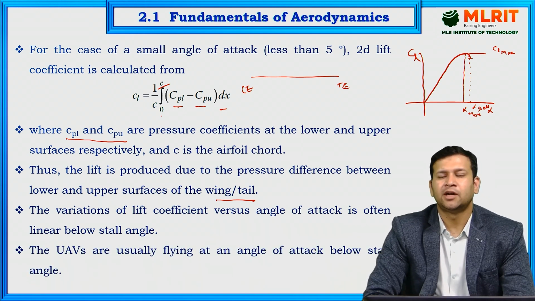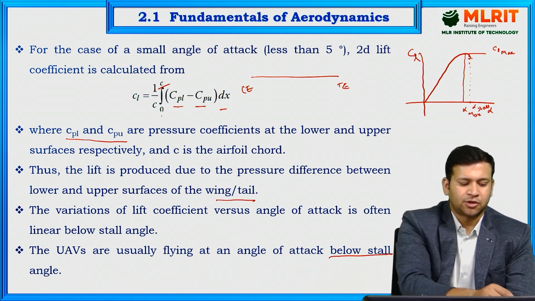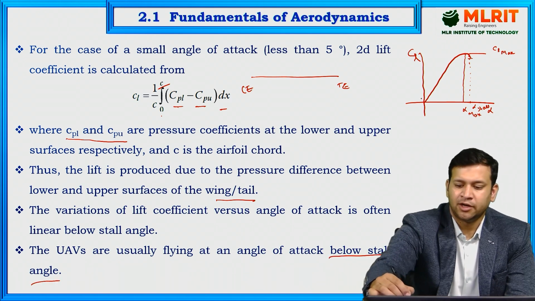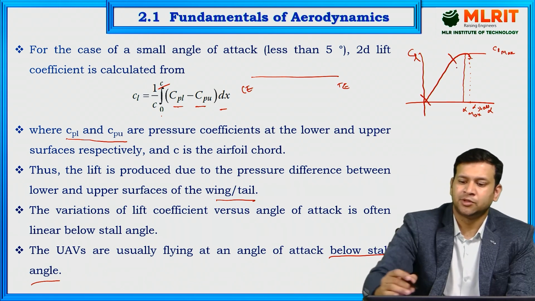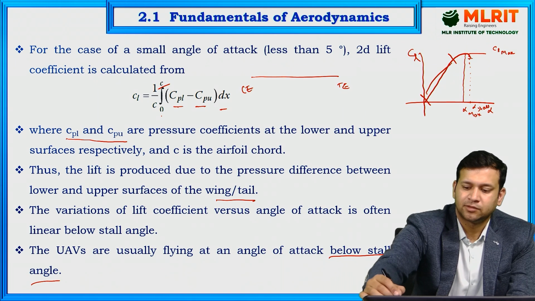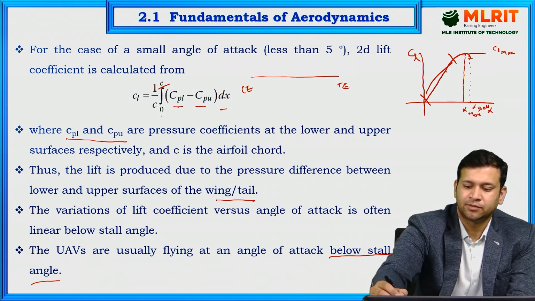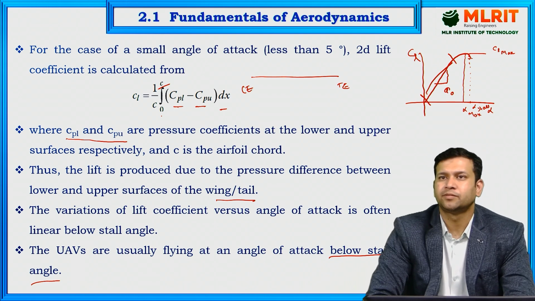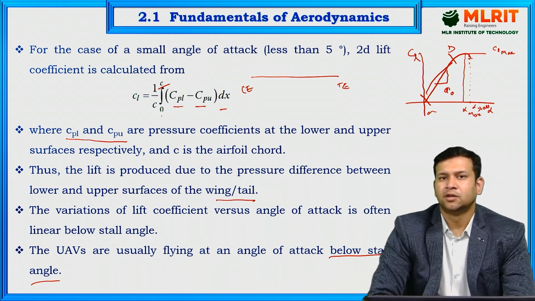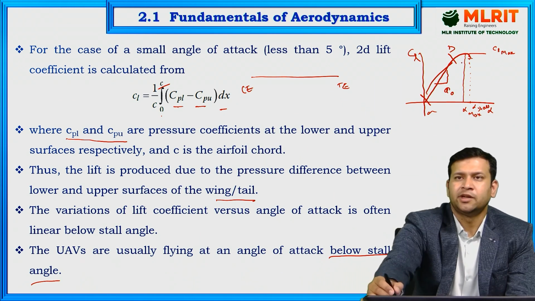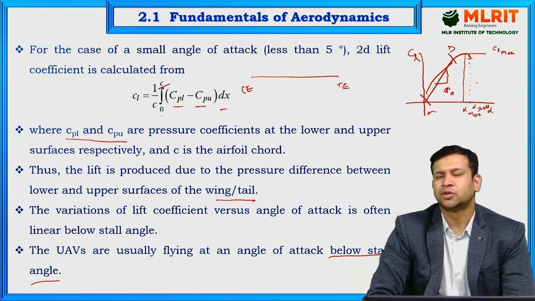The UAVs are usually flying at an angle of attack below stall angle. So almost all aircraft, all unmanned air vehicle aircraft, will be flying in this region, and we have a slope here. This is A0. It will fly between this region only, A to B. An unmanned air vehicle doesn't go to the CL max, or it will have any stall velocity or stall angle.